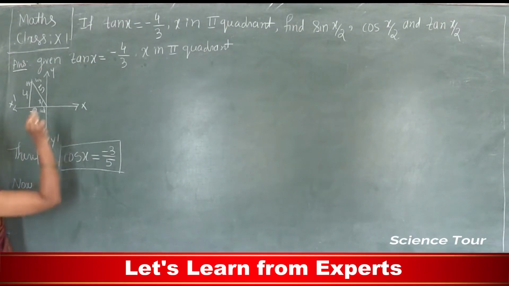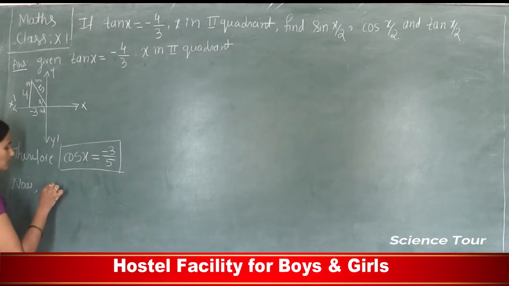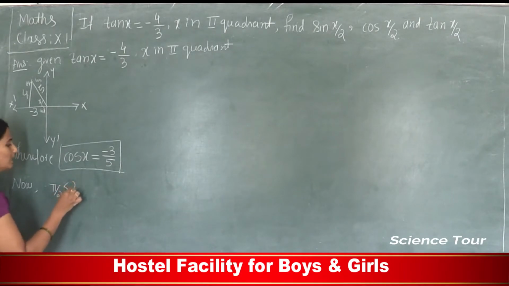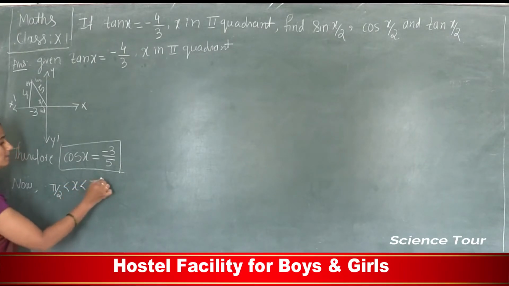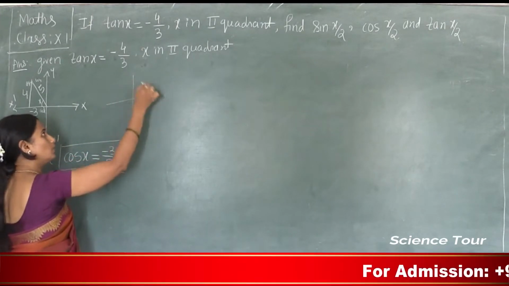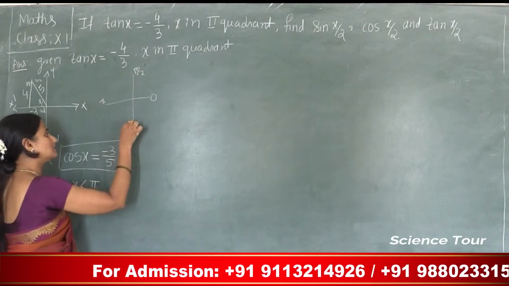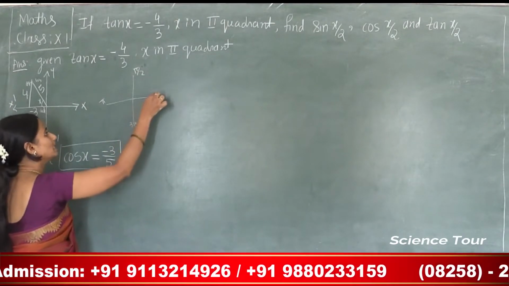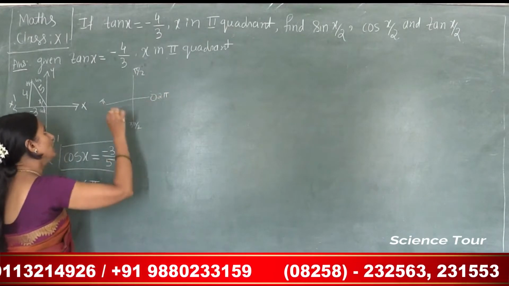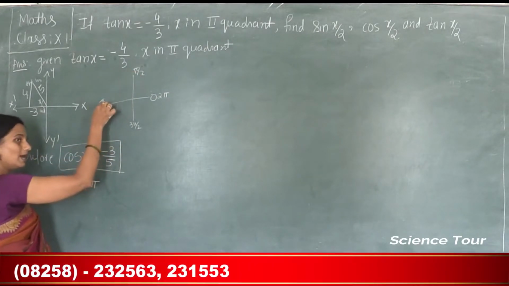So now what is given? Given is x lies in the second quadrant. The second quadrant means the angle is between pi by 2 and pi, so pi by 2 is less than x, which is less than pi. This is 0, this is pi by 2, this is pi, this is 3 pi by 2 and this one is 2 pi. The second quadrant lies between pi by 2 and pi.